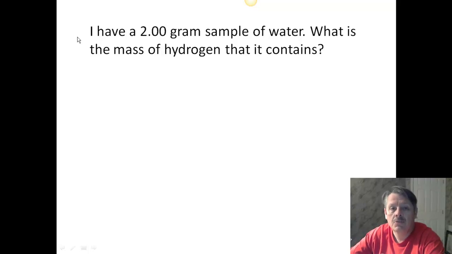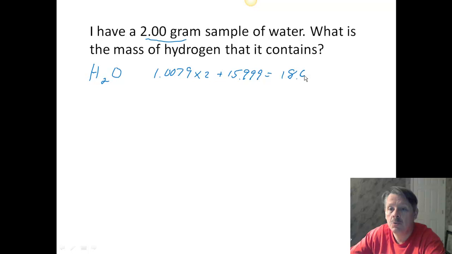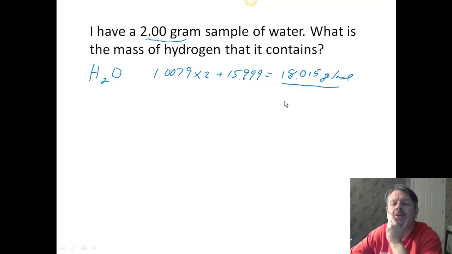All right. So let's write down what we know. We have a 2-gram sample of water. We know that water is H2O. Right? And because I'm dealing with grams of water, I can figure out how much water weighs. And hydrogen is 1.0079, and there are 2 of them. And I have to add that to 15.999, which is oxygen. And that's going to give me a total of 18.015 grams per mole of water. All right, so that's a piece of useful information. Can I use that to get to moles? Well, if you haven't done that, pause the video and get there. And if not, I'm going to do it right now.